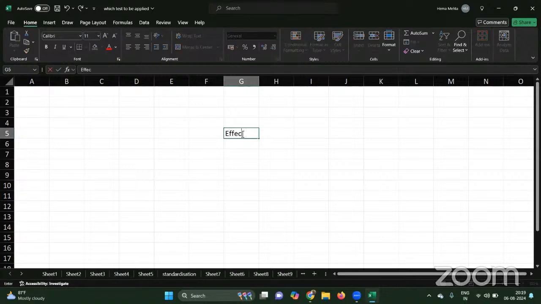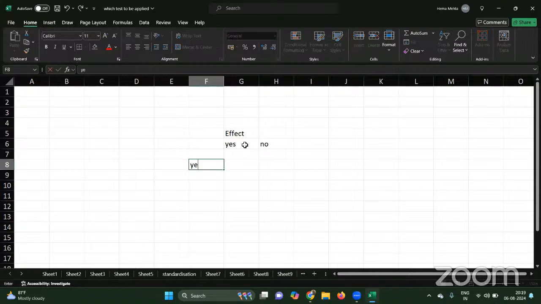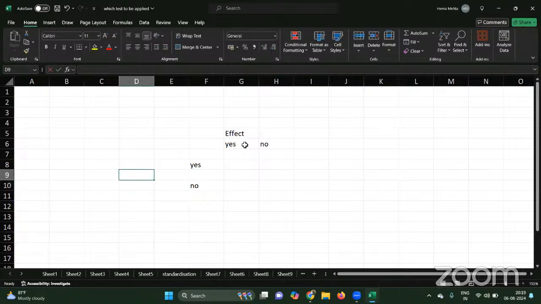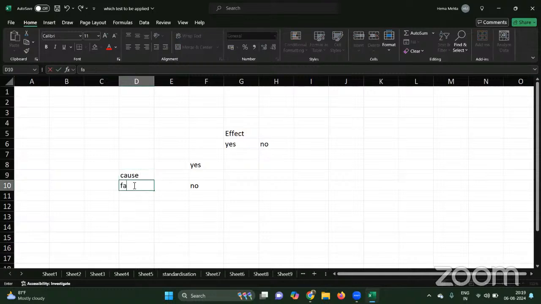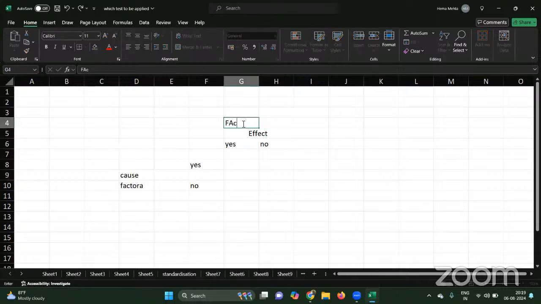This is, we can say, effect, and this is effect, yes and no. Then here we can say yes and no. Cause, and not necessarily cause. There can be any factor A, may not be associated, or you can say factor B, right?